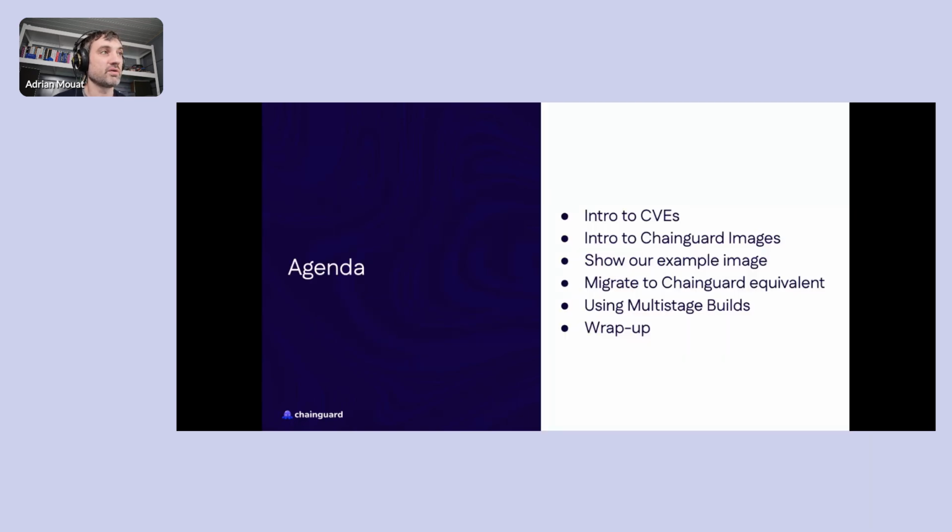So what are we going to go through today? I'm going to start with a very brief introduction to what CVEs or vulnerabilities are, and then we're going to move on to talk about Chainguard and Chainguard images and how they help address the problem with CVEs. From there, we'll jump into the practical, which is basically showing an example image and how to migrate it to a Chainguard equivalent. We'll go on to talk a little bit about multi-stage builds, how that gets us even further, before wrapping up and talking about debugging and so on.